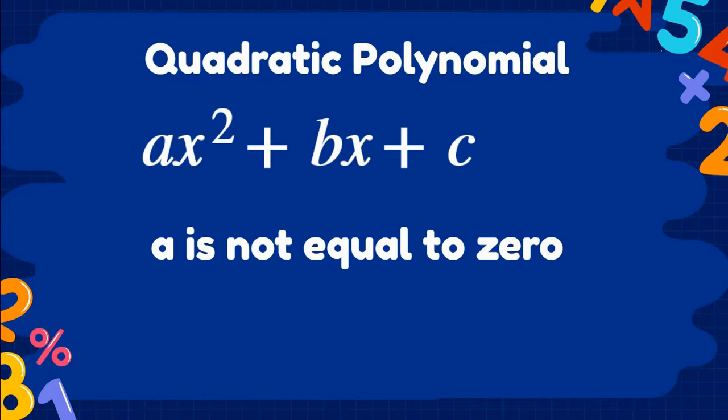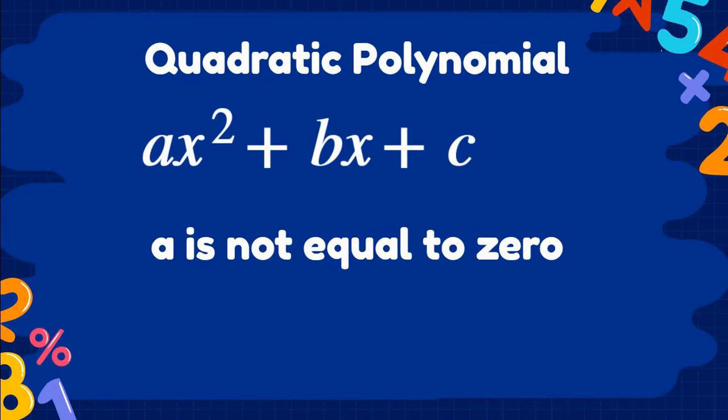But for a quadratic polynomial, the condition is that the highest degree should be 2. Then only it will be a quadratic polynomial. But if we remove this x square term, if we multiply it with 0, what will happen? The degree 2 term, that is the x square term, will get destroyed. So what will remain? Only bx will remain. So bx contains degree 1. So it will turn from a quadratic polynomial into a linear polynomial. That's why a shouldn't be 0.